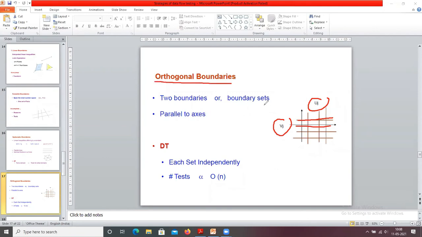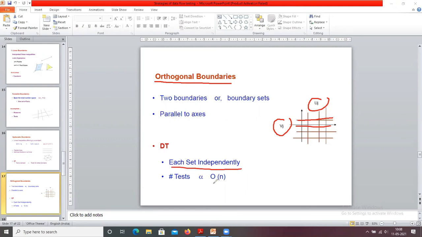So two boundaries or boundary sets are parallel to the axis. U and V are the boundary sets, and every inequality in V is perpendicular to every inequality in U. The importance of this property cannot be minimized. If two boundary sets are orthogonal, then they can be tested independently.